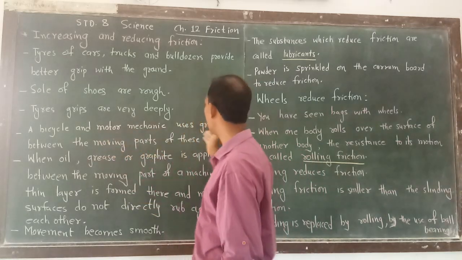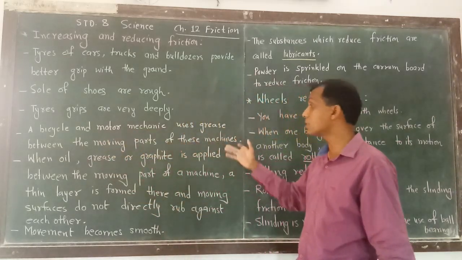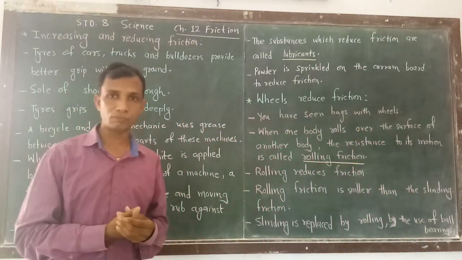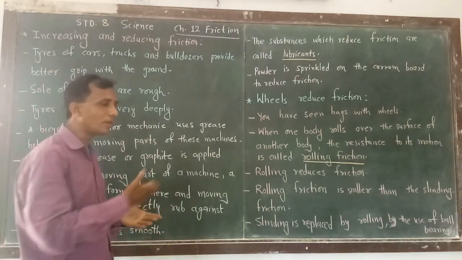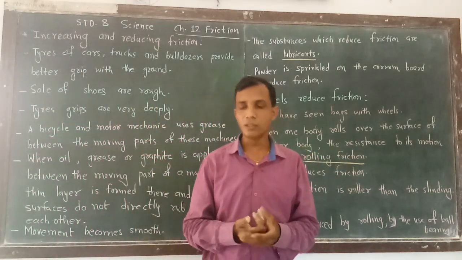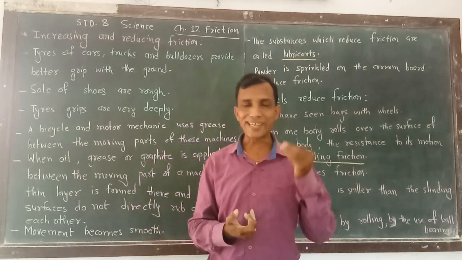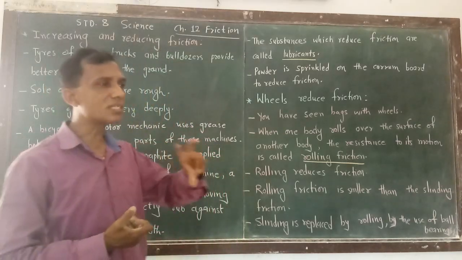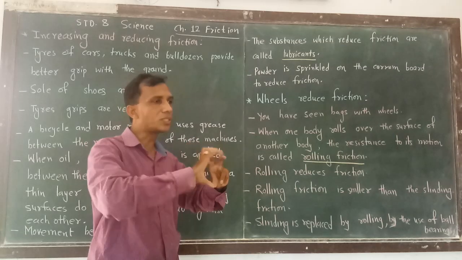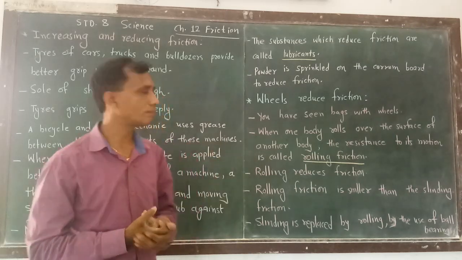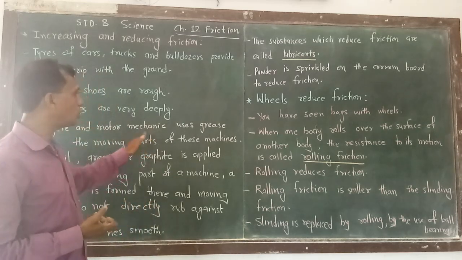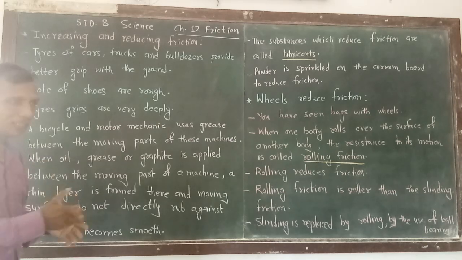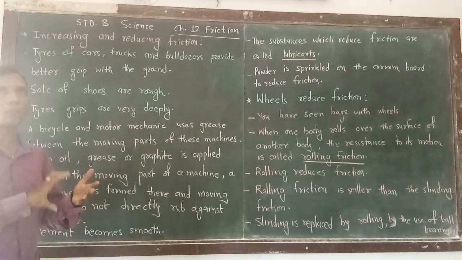Bicycle and motor mechanics use grease between the moving parts of a mechanism. So how do we reduce this type of friction? Motor mechanics and bicycle mechanics use oil or grease on the moving parts, because layers are made that reduce the friction between the moving parts. So the parts can move easily, and when heat is generated, it cannot damage other parts.